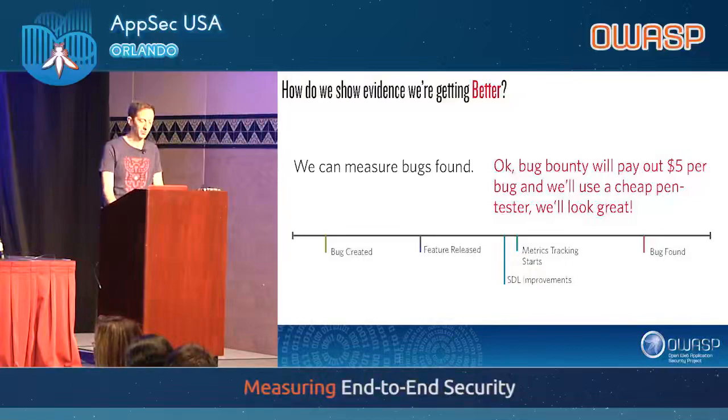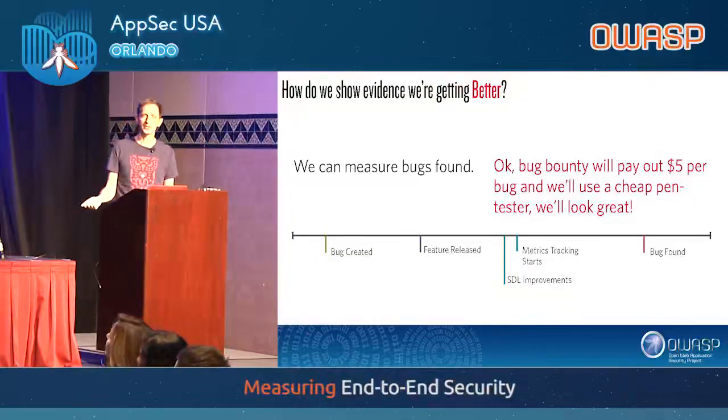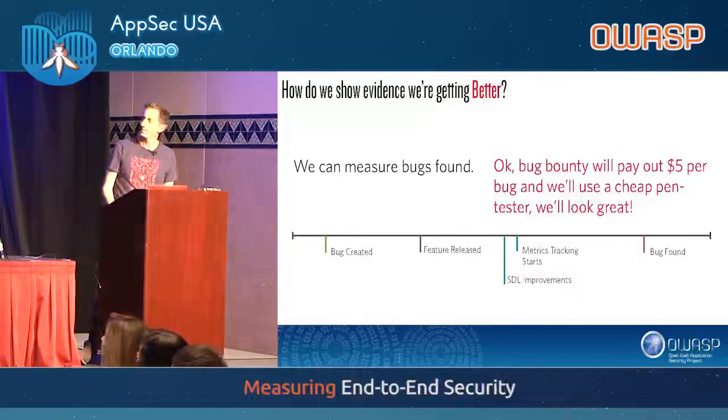So the argument is we can measure bugs found. Great. I'm going to change the bug bounty to pay out $5 per bug, and we'll hire a cheap pen tester. I will have no bugs found, and I'll look great. And the reason is, I don't want this situation where the bugs created 2 years ago, the features released, I add in my SDL improvements, start tracking metrics, and all of a sudden this bug's making my metrics look bad.